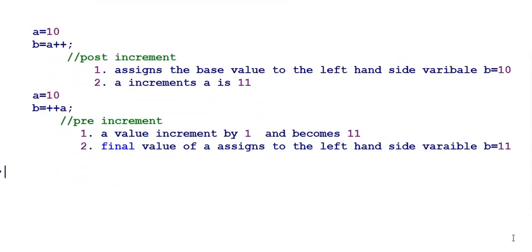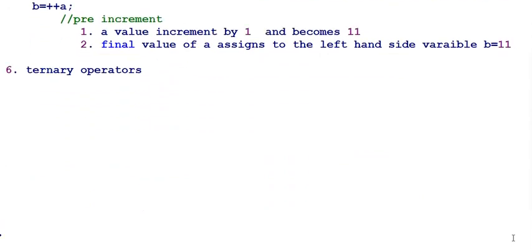Now followed by that, we are having the last operator in Java, that is called the ternary operator. What does ternary operator mean? We are having question mark and colon as the ternary operators. This is also called the conditional operator. So what does it mean? We are having the syntax for these operators.